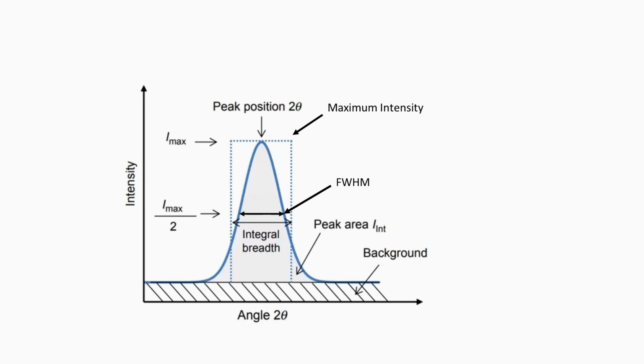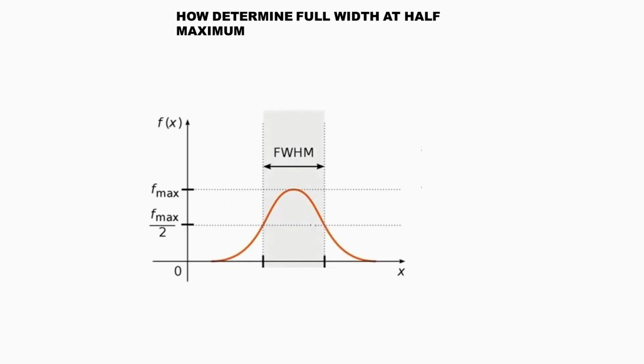The question is how we can get the value. Let's say this is our graph. From the line of FWHM, we take the 2 theta values on the x-axis, which are two values. Let's name these two values x1 and x2. So, just subtract x2 minus x1, equal to the value of FWHM.